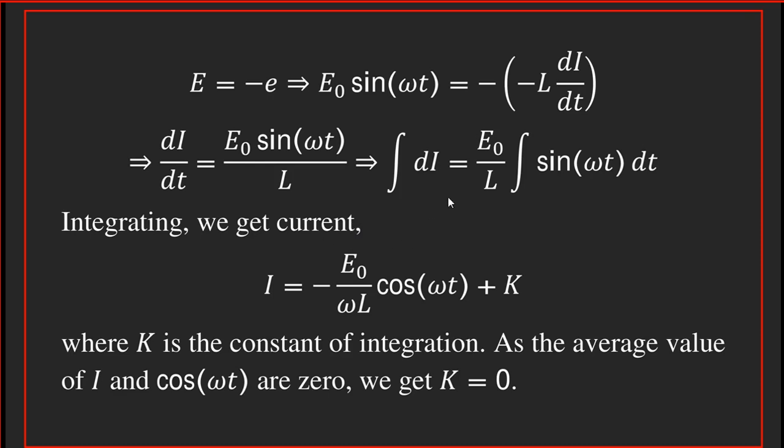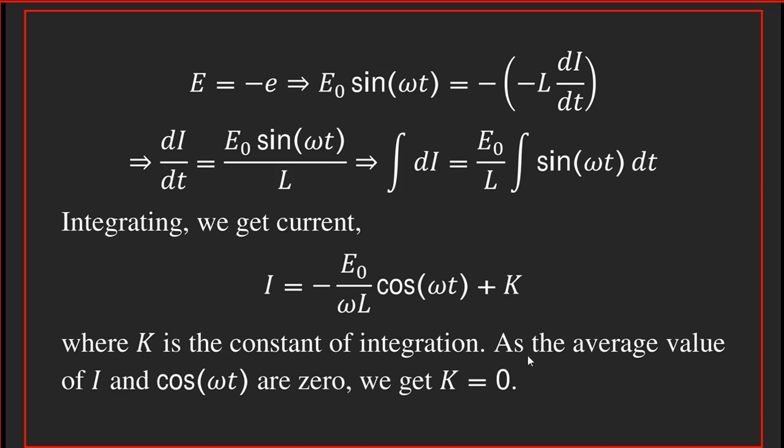Now integrating this expression, we get the integral of di, which is the current I, equal to E0 by L into the integral of sin omega t, which is minus cos omega t by omega, plus a constant of integration k, because this is an indefinite integral. In some textbooks this constant of integration is not shown, but in other textbooks you can see it.